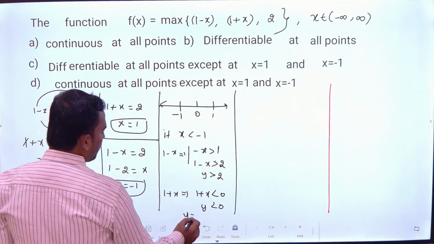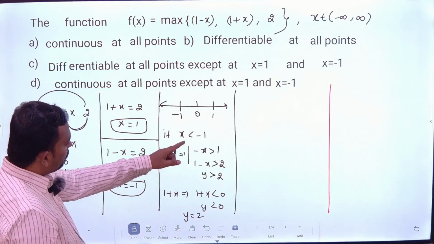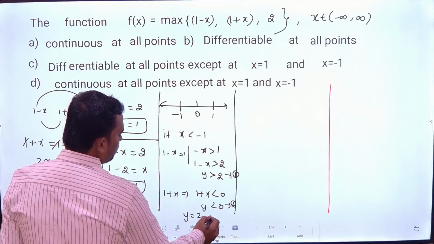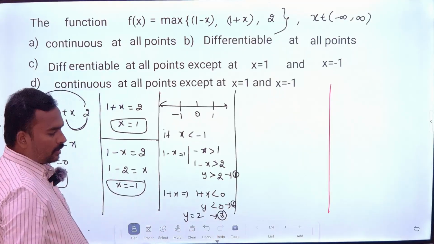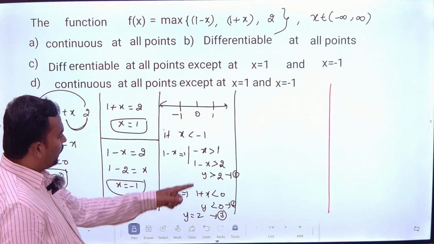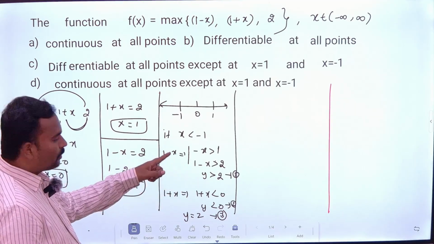And the third one is y is equal to 2. Among these three, this is the first one, this is the second one, this is the third one. Among all three, which one is the maximum here? y is greater than 2, so this is the maximum you can choose here.